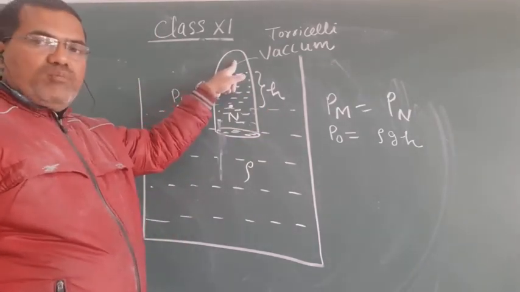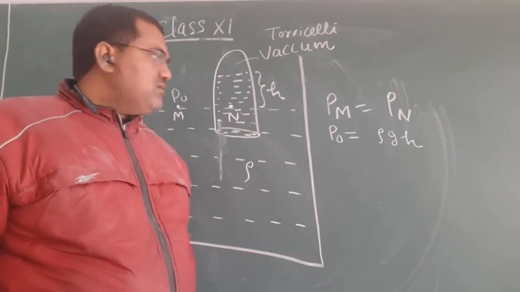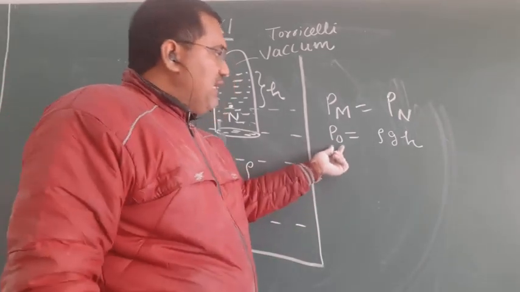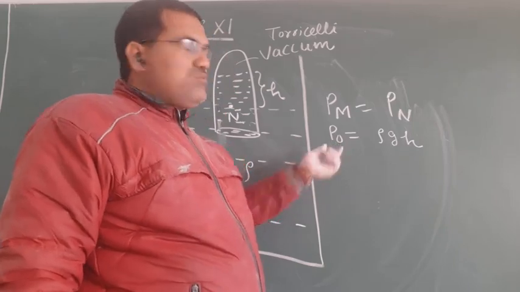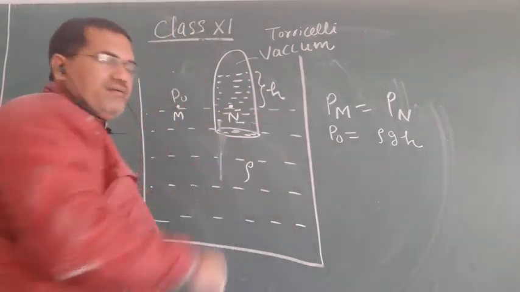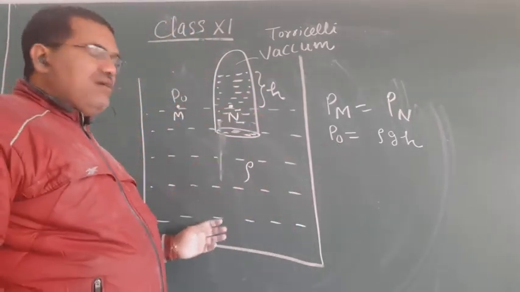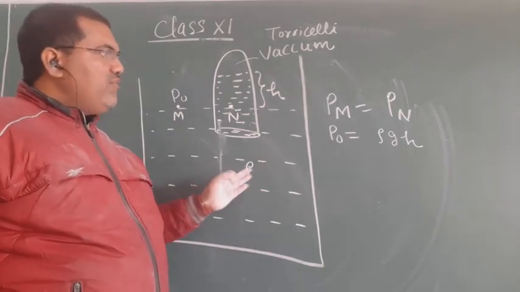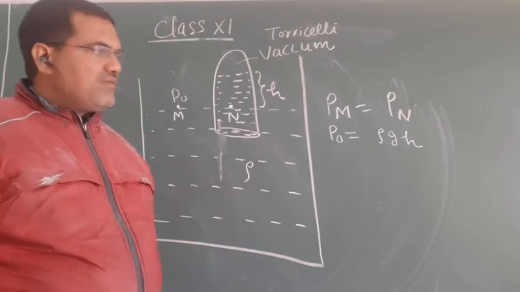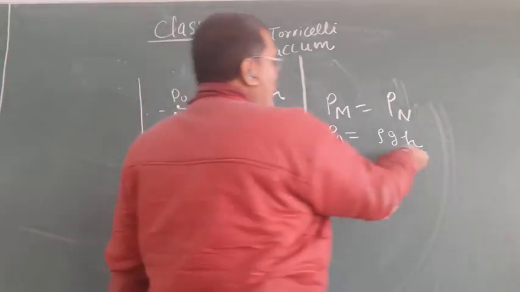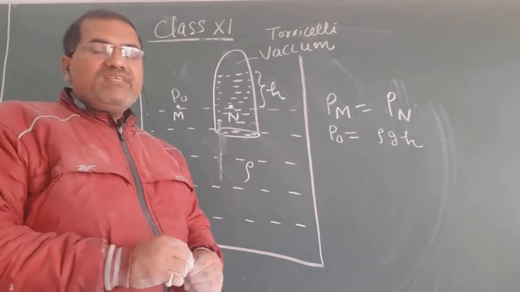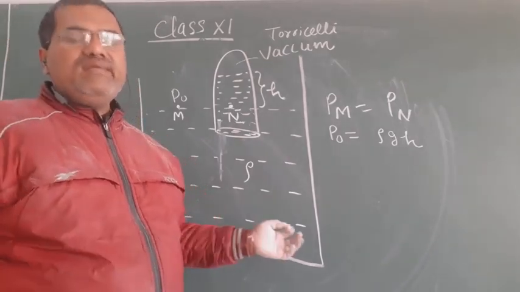Because this is a vacuum, there is no atmospheric pressure. So this is the atmospheric pressure. This is the arrangement which is created to measure the value of atmospheric pressure. You can take water, you can take mercury, which is more useful. Let's see.